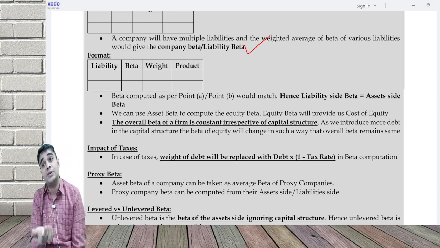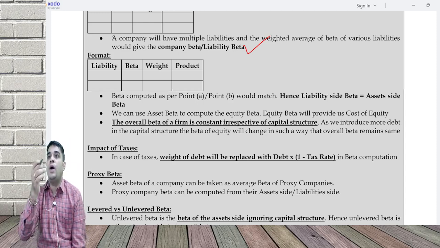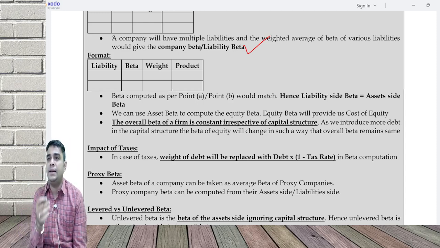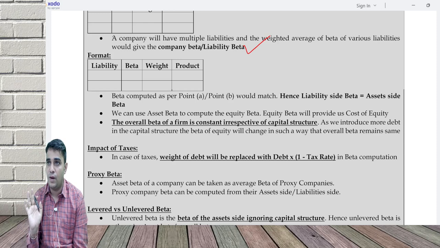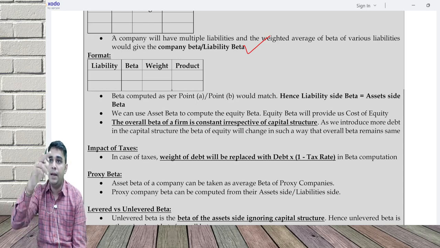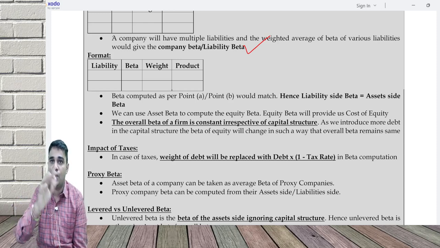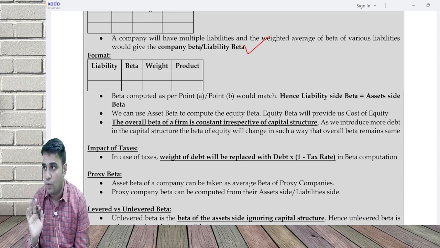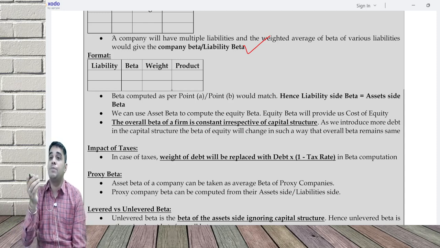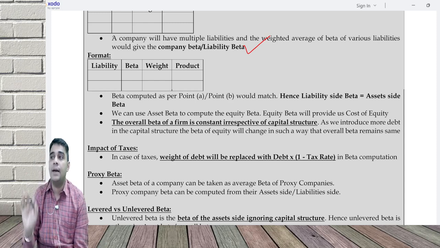What is the implication of this? Assume today you have debt equity 20:80. You want to change it to an equity and debt combination of 50-50. Overall beta will remain the same. You can keep playing around with the debt equity and see what beta you get. Equity beta will change, debt beta will change, but overall has to remain the same. Just because you are borrowing more or less, company beta cannot change.